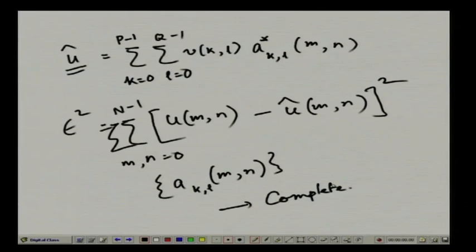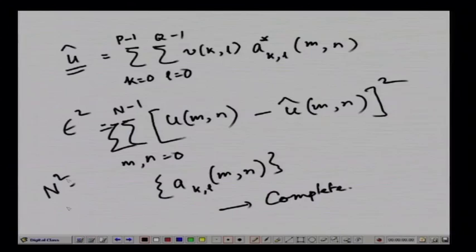Now, another point to be noted here: if you compute the amount of computation involved, you find that if N square is the image size, the amount of computation needed for both forward transformation and inverse transformation will be of order N to the power 4. So, for doing this we have to incur a tremendous amount of computation. One of the problems is how to reduce this computational requirement when we go for inverse transformation or forward transformation.